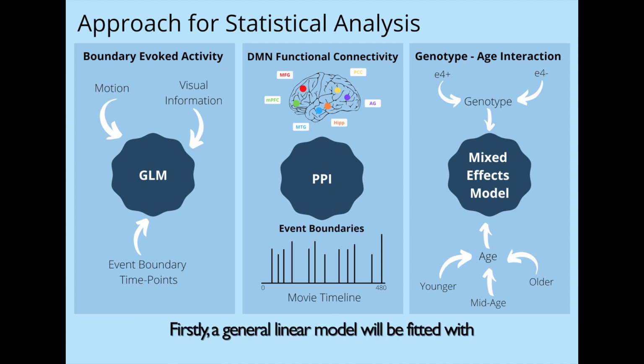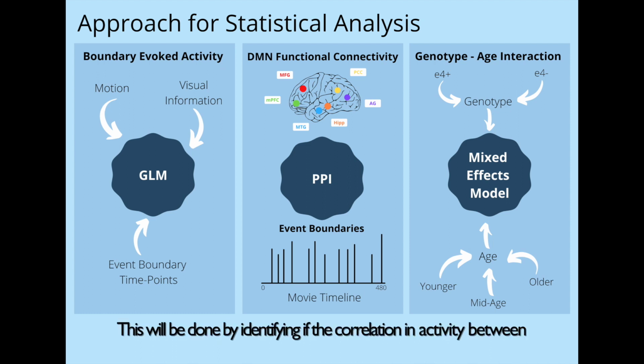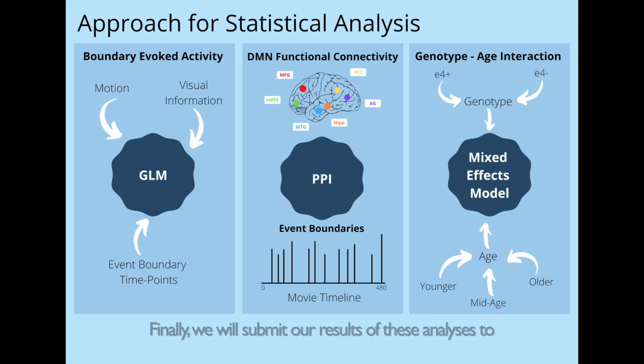Firstly, a general linear model will be fitted with event boundaries as a regressor to quantify boundary-evoked activity in each region of interest. A psychophysiological interactions analysis will be used to investigate the functional connectivity of the default mode network regions. This will be done by identifying if the correlation in activity between two regions differs as a result of the event boundaries. Finally, we will submit our results of these analyses to a mixed effects model with planned contrasts to compare differences between APOE genotype and age.